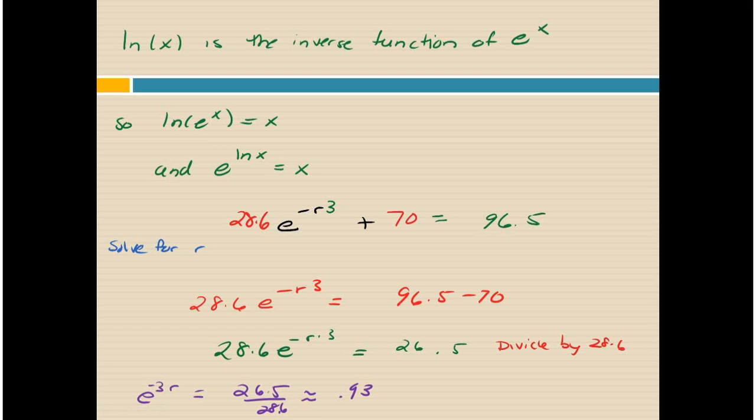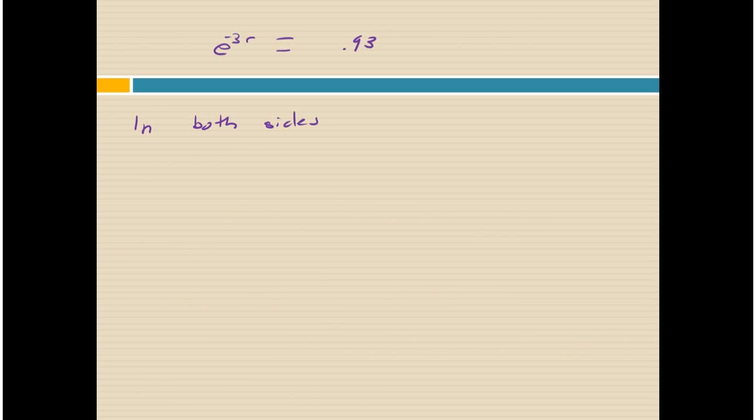Now, if you don't go in this order and you try to get rid of, for example, the ln by ln here, it will be incorrect. You need to go in exactly this order because you're undoing the order of operations. So you have to go back in that same strict order. So here I am now at e to the minus 3r is equal to 0.93, and now I'm going to natural log both sides. So I natural log the left and I natural log the right.